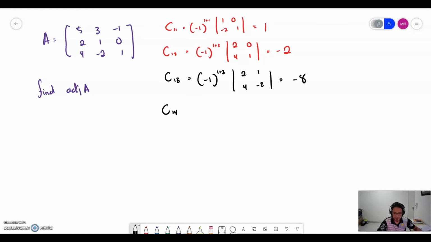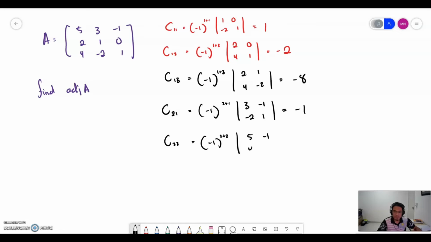So C14, oh sorry, there's no C14. So it should be C21, the second row and the first column. So negative 1 to the power of 2 plus 1, 3, negative 1, negative 2, 1. Okay, so C21 will be equal to negative 1. C22, negative 1 to the power of 2 plus 2, 5, negative 1, 4, 1. So C22, the cofactor, is equal to 9.